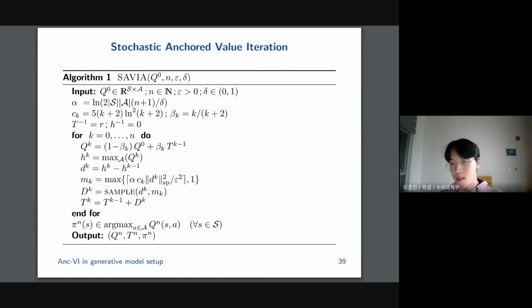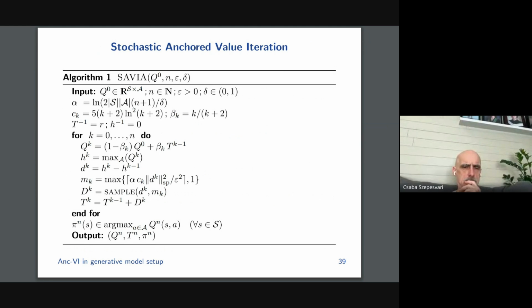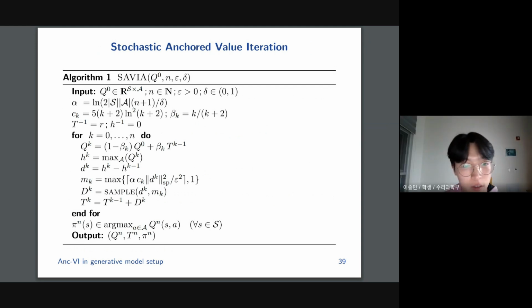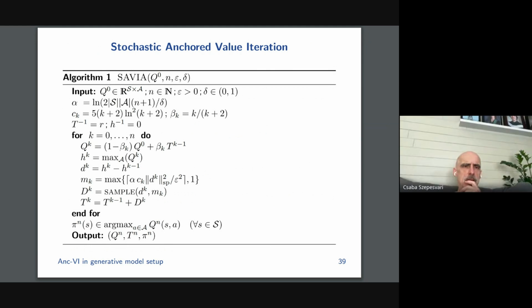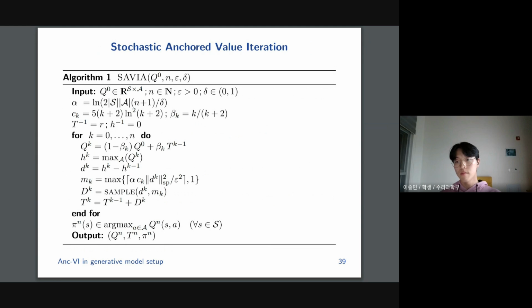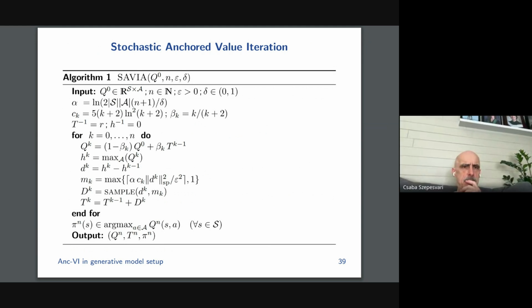Yes, what is Mk here? Mk is the number of samples. Yes, number of samples. And you have an input target precision epsilon. Right. And what is alpha? Alpha and Ck are just parameters. Okay. So you're adaptively choosing something more or less. Okay, got it.